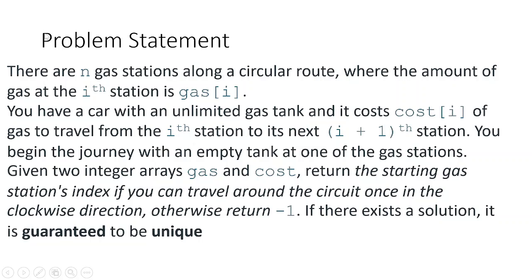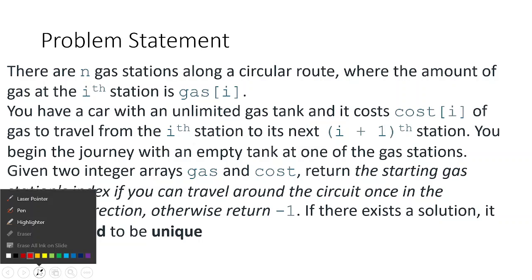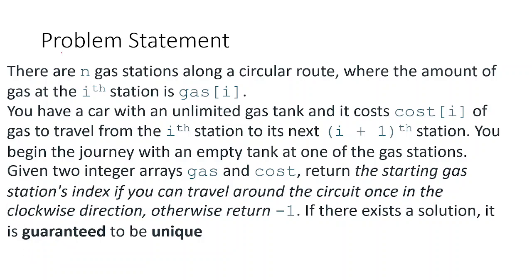Today's question is Gas Station. It's a LeetCode medium-level question, number 134. Let's read the problem statement. Given n gas stations along a circular path. Please note it's a circular route. The amount of gas at the ith station is gas[i]. We have a car with an unlimited gas tank. It costs cost[i] of gas to travel from the ith station to the (i+1)th station. You begin the journey with an empty tank at one of the gas stations.